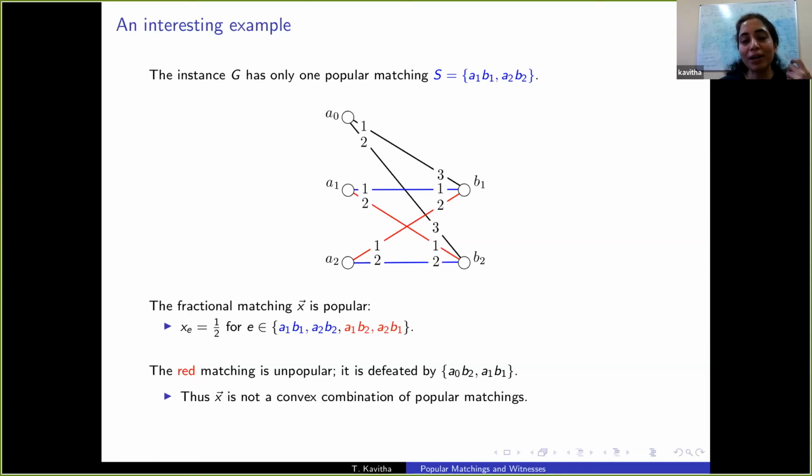So you can have a convex combination where some unpopular matchings participate, but the resulting convex combination is popular. As far as integral matchings are concerned, there's only one popular matching, but among fractional matchings we're able to find more. The red matching is able to combine with the blue matching, and somehow they form a popular combination.